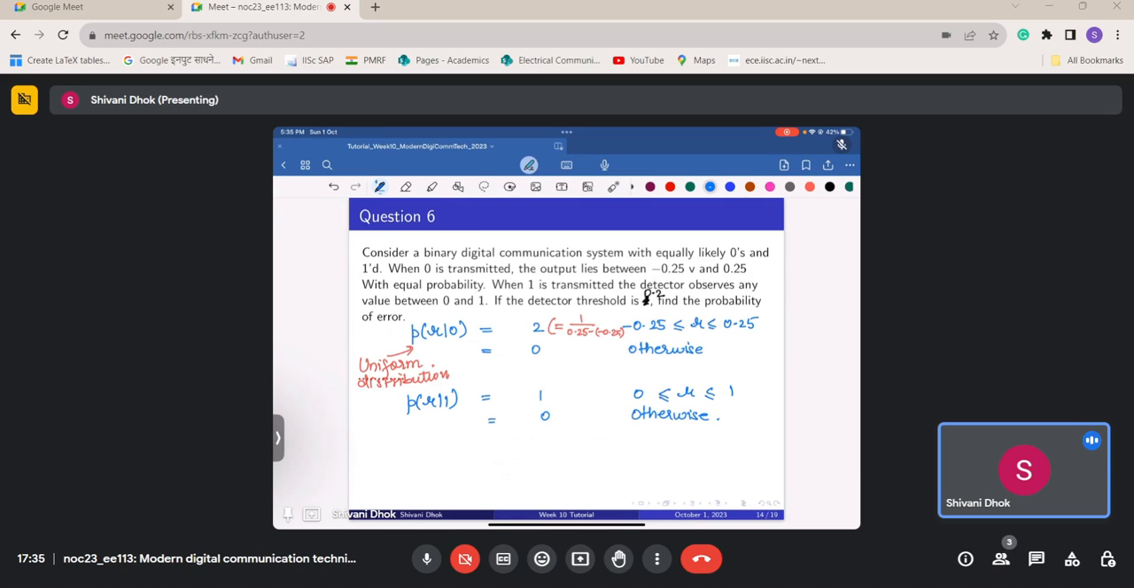Okay, so the detector threshold is 0.2. So what does that mean? If r is greater than 0.2, then decide in favor of 1. If it is less than 0.2, then decide in favor of 0. This is the decision rule that is given.